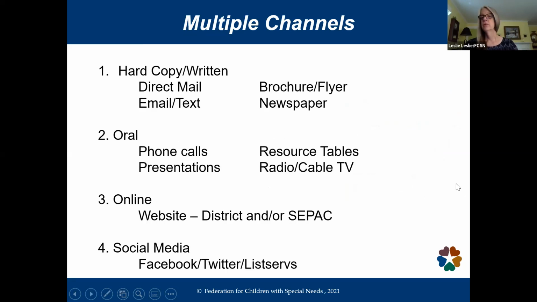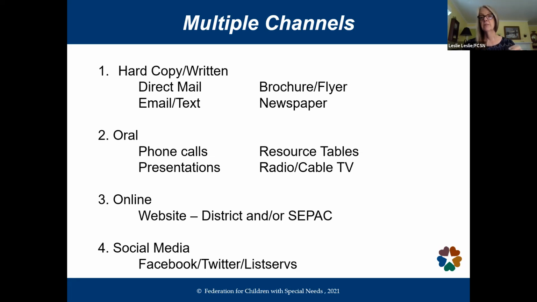We talked about multiple channels, so I've got the gamut here from written communication, oral communication, and things that are online. Lots of ways to do written communication. We are moving away from that, I think, in these online COVID times, that it's not as accessible for people to post flyers or to read flyers in public spaces. So you may want to shift a little bit more to an online type of way of communicating. But there's still some very valuable written things.